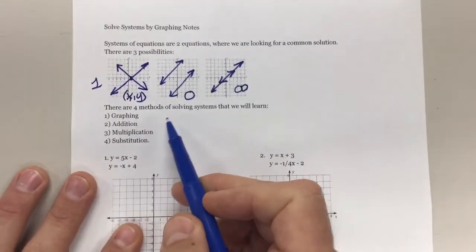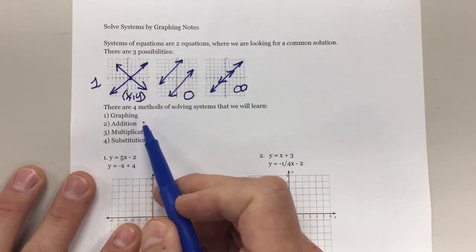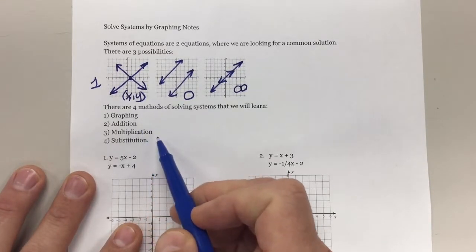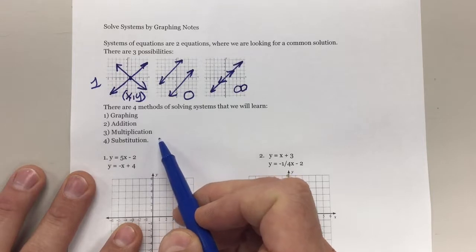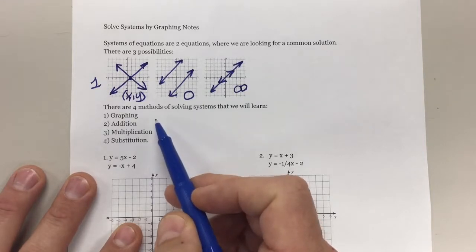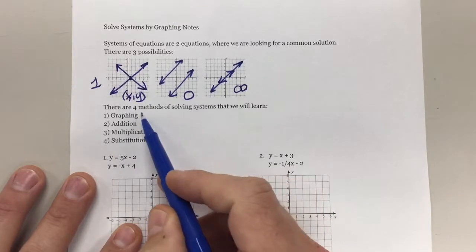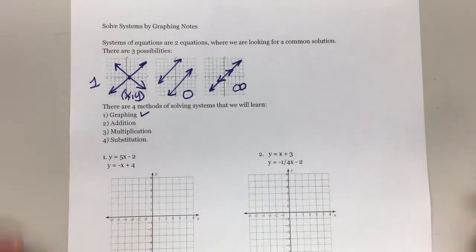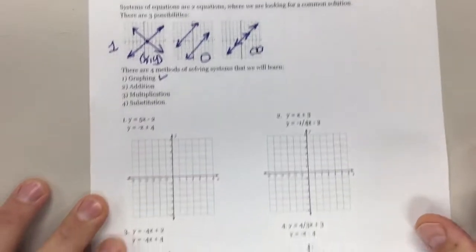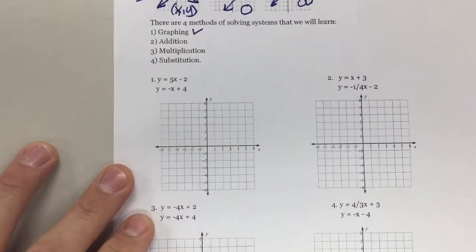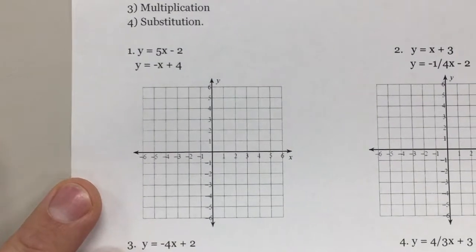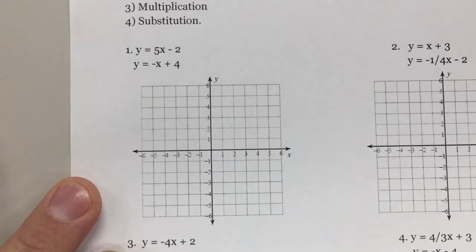There's four methods to solving a system. There's graphing, there's addition, multiplication, and substitution. We're going to learn all four of these over the next 4 lessons. Today we're going to start with graphing. Graphing is the easiest method of solving a system, and all we do is simply graph both equations on our graph and find where the lines cross.